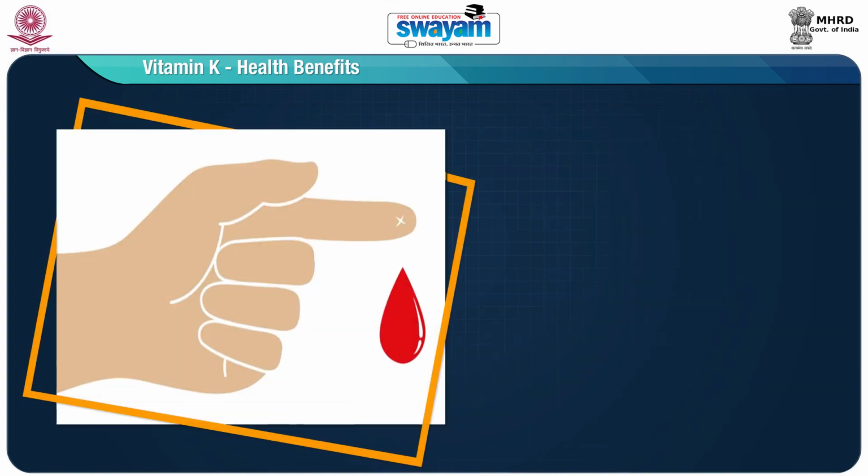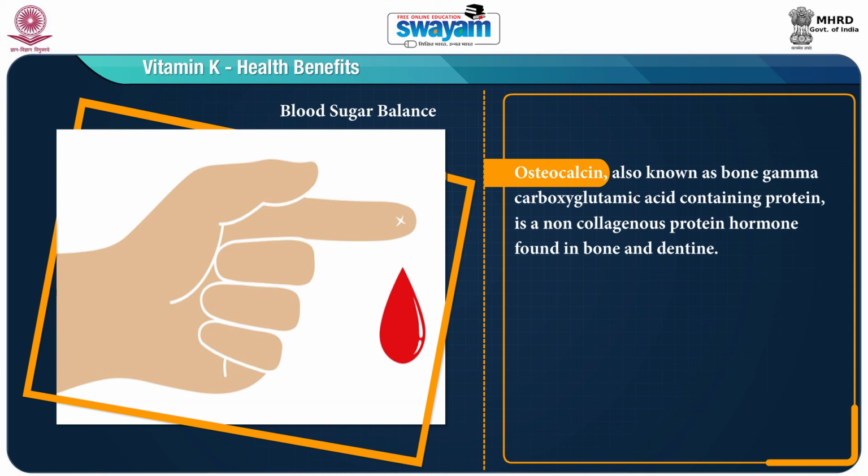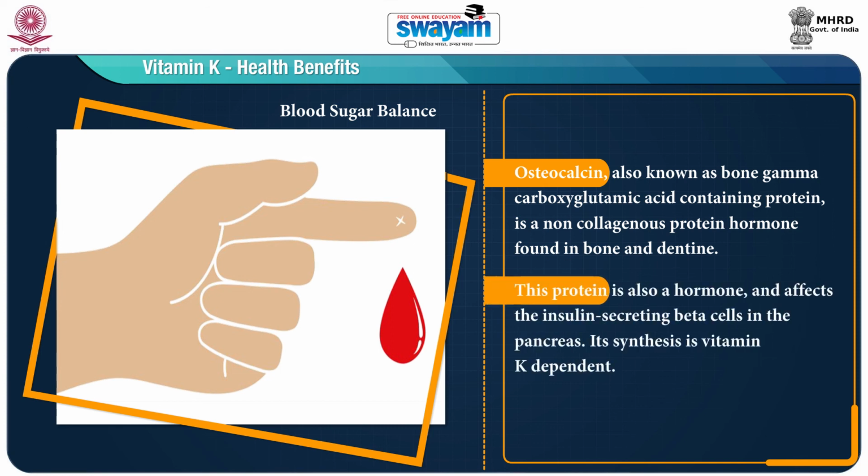Now, vitamin K and blood sugar balance. Osteocalcin, also known as bone gamma carboxyglutamic acid containing protein, is a non-collagenous protein hormone found in bone and dentin. This protein is also a hormone and affects insulin secreting beta cells in the pancreas. Its synthesis is vitamin K dependent, which signifies the role of vitamin K in blood sugar management through insulin.